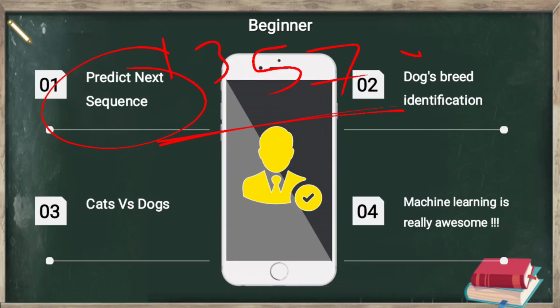So the next one is cat versus dogs. What is this? You can build a model that takes an image as input and determines whether it's a dog or a cat. Here you need to train a neural network which can identify whether a given input image is a cat or a dog. It's a very nice and interesting project.